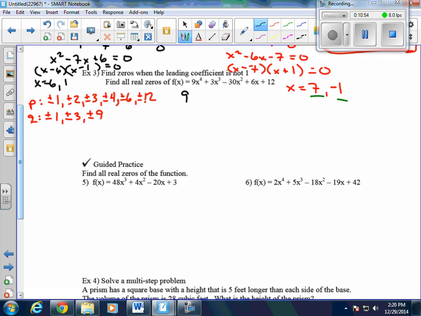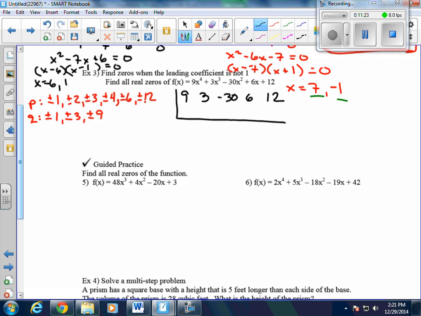Well, I'm going to go 9, 3, negative 30, 6, and 12. And now notice here, this is the x fourth. So if I factor 1 out, I'm going to be down only to x cubed. If that's the case, you're going to have to do synthetic division twice. We always have to get down to an x squared, because then we're going to use the rules that we talked about last chapter on solving quadratic equations. So we always want to get this down to a quadratic.